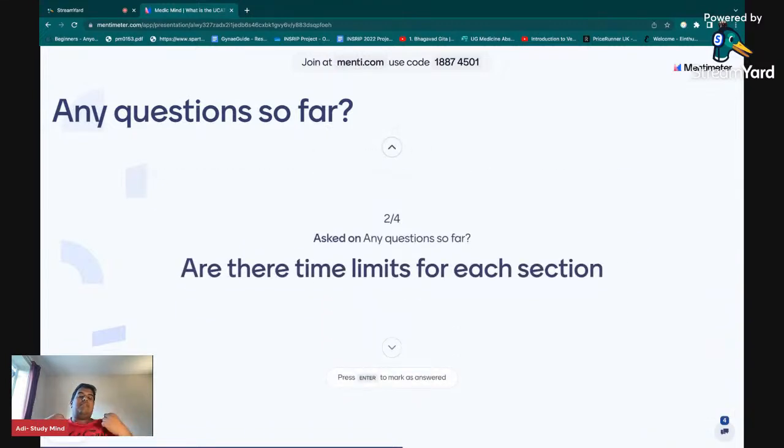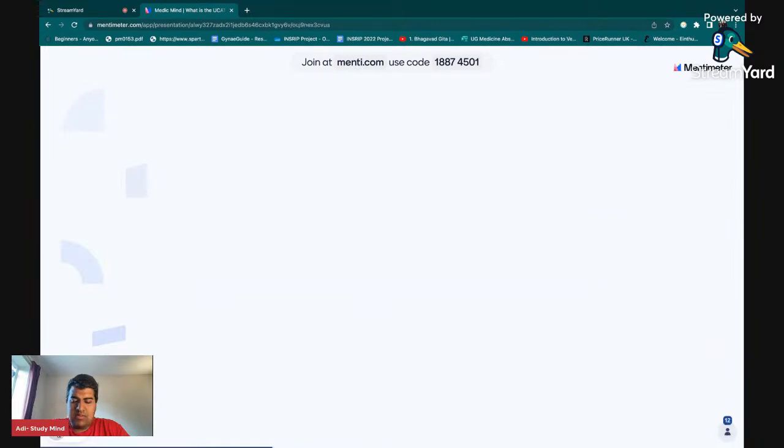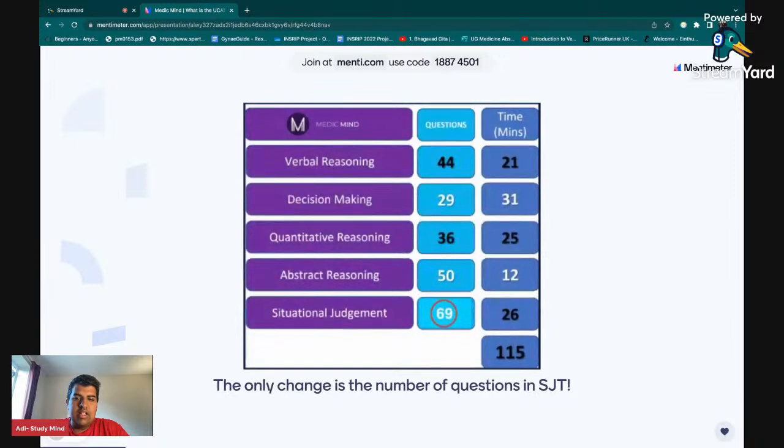Are there time limits for each section? Yes, there is, and it's linear. It's a one-way exam. You can't go back to your section. When we saw the first slide, let me just quickly go back to the slide. So the breakdown: once you do the 21 minutes, that's it. You move on to decision making. You can't go back to verbal reasoning.